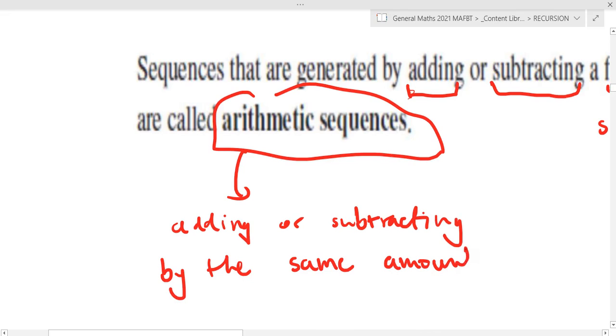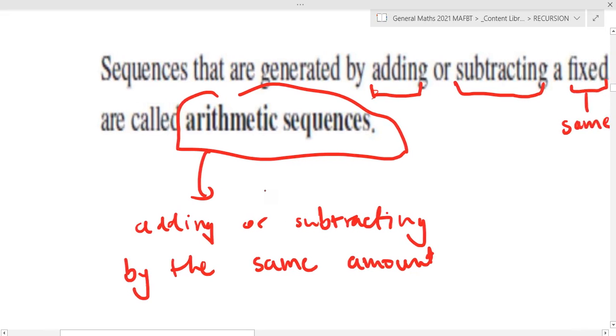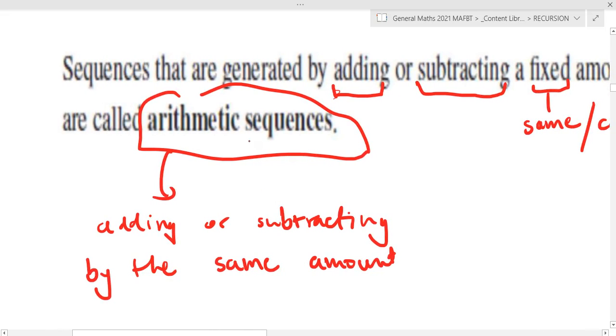So I want you to write this down, please. For an arithmetic sequence, it's basically saying adding or subtracting by the same number. That's what an arithmetic sequence is. So remember, sequence just means list of numbers. So a list of numbers where you're adding or subtracting by the same amount is called an arithmetic sequence. Okay, that's what that means.